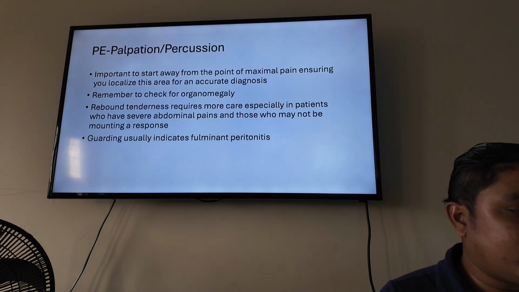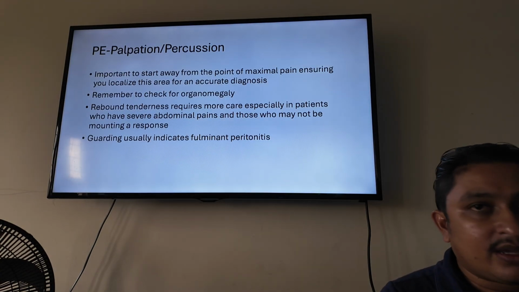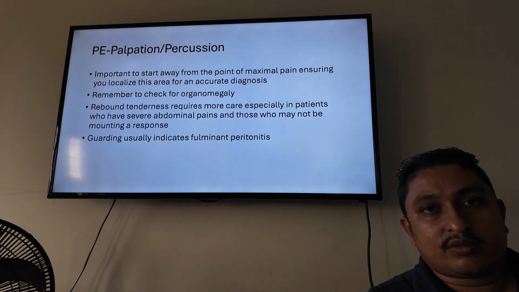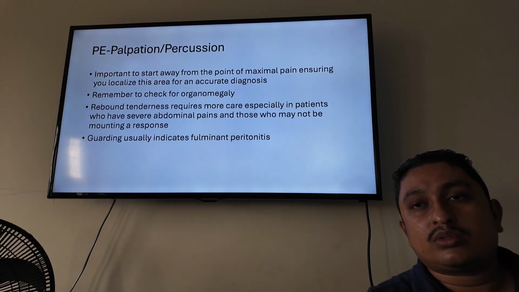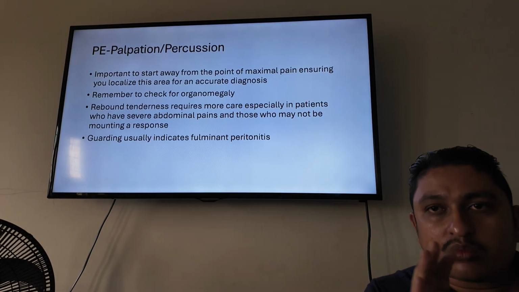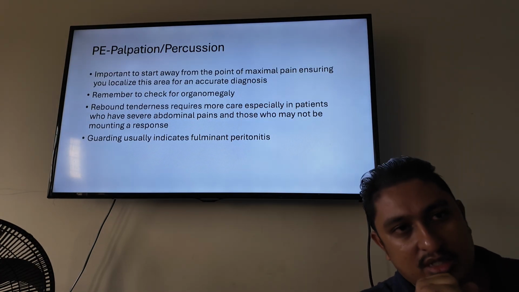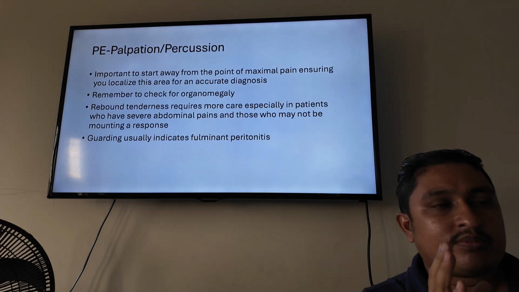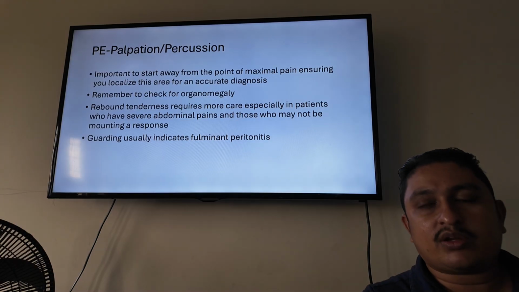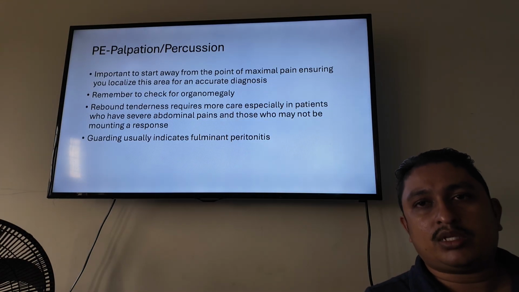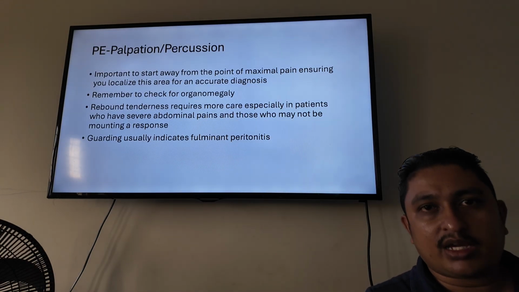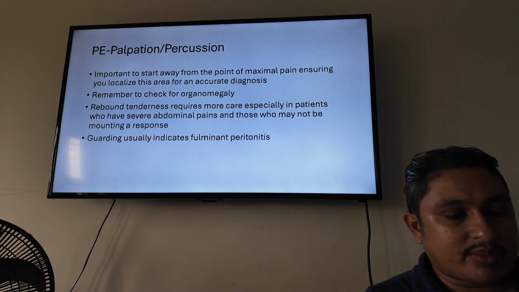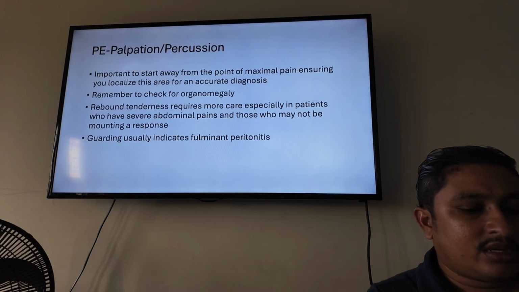Palpation, we've done palpation millions of times. Start from the area away from where the patient tells you they're having the most pain. How I do it, I ask the patient to cough, and tell them, after you finish coughing, point to the area where you're having the most pain. They show me that area, I start away from it and slowly work my way towards that area. Always remember to check for organomegaly.